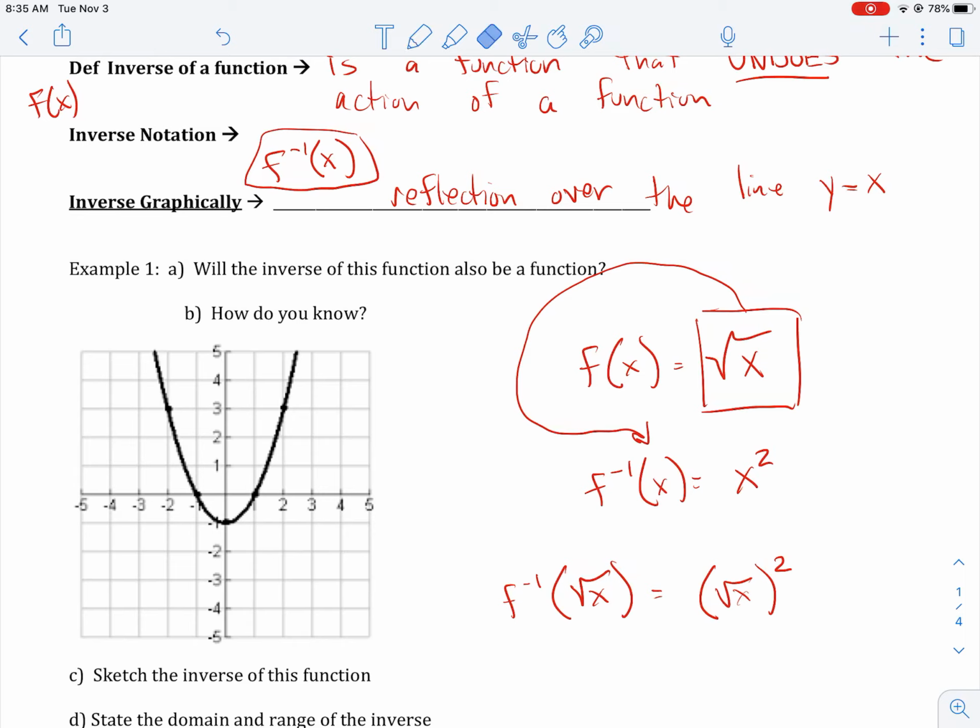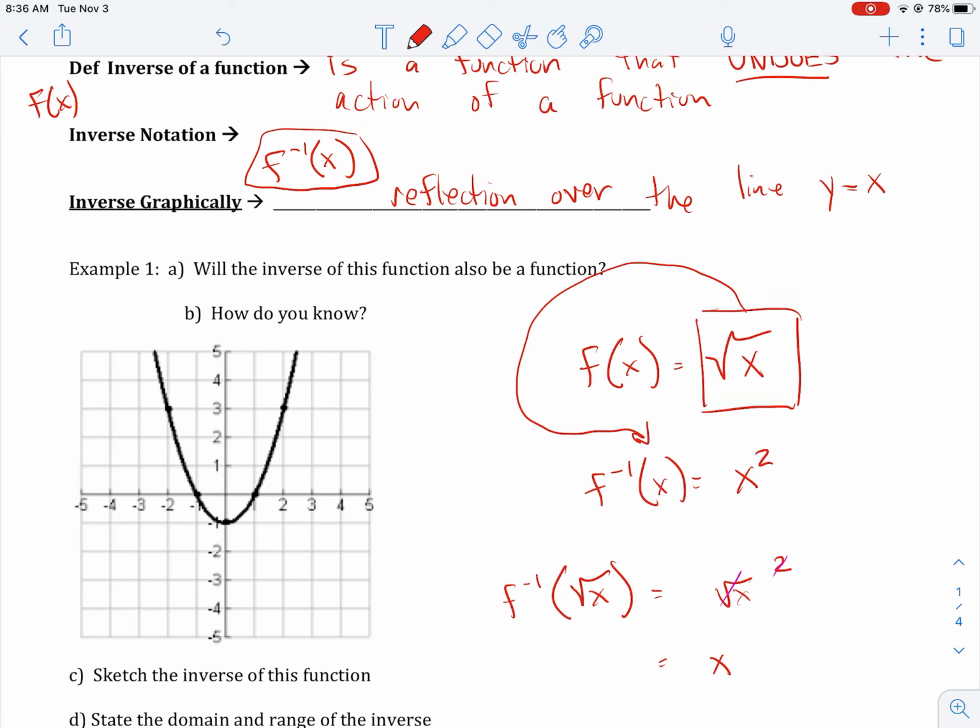Take away those parentheses, right? And what happens to that square root? Well, it cancels out with that exponent there, and you're left with just an x. So it kind of undid our original function, brought it back to just an x.